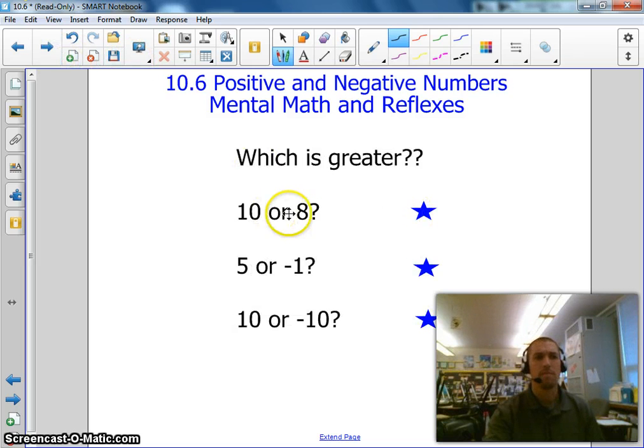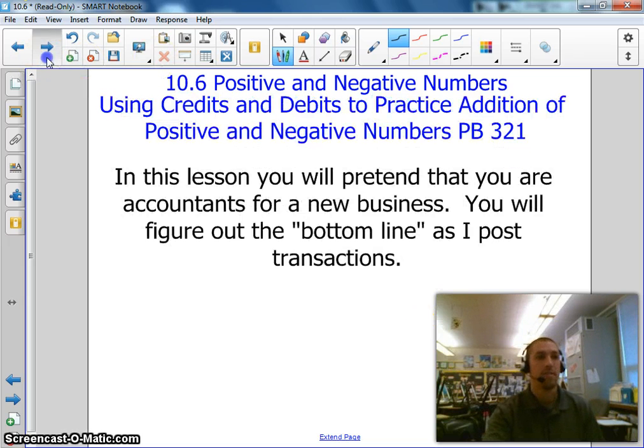Which is greater, 8 or 10? Well, obviously. Wait a second, this is not right. Which is greater, 10 or 8? Well, 10 is greater than 8, so this is not right here. Okay, would you rather have 5 or negative 1? Well, 5 would be larger. Which is greater, 10 or negative 10? Well, having $10 is better than owing $10.